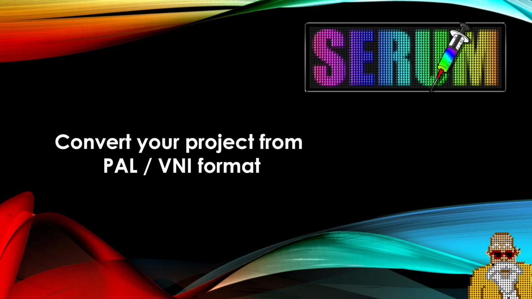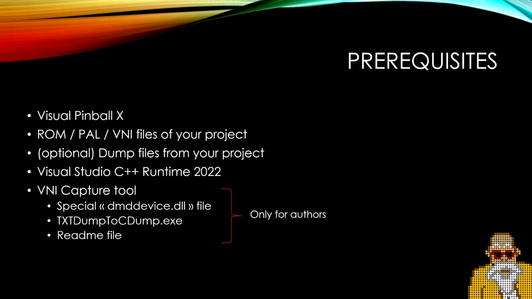VNI capture tool link. So what you will need is your computer with Visual Pinball X, and your PAL VNI files of your project. It is not compatible with PAC format, only PAL VNI. And you will need the latest runtime for C++ and, again, the capture tool. Optionally, you can use the dump files of your project, and I will show you all of this just after.